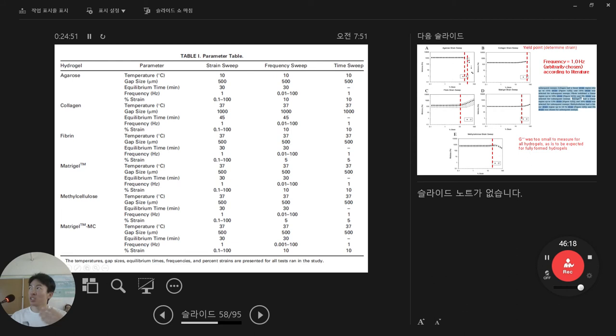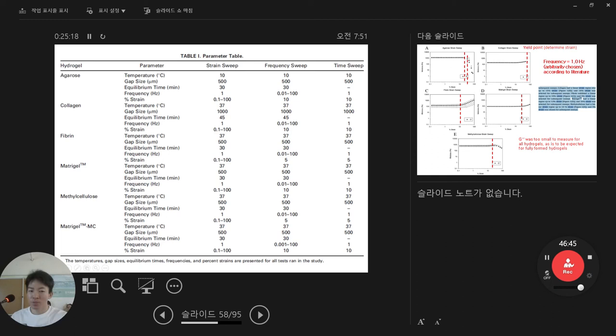So strain sweep, how do you do it? Frequency fixed, strain changes. Frequency sweep: strain fixed, frequency changes. Time sweep: both are fixed, and you just measure over time. This is the time sweep. Okay, same name, same value. So using these parameters, they determined all six kinds of hydrogel.